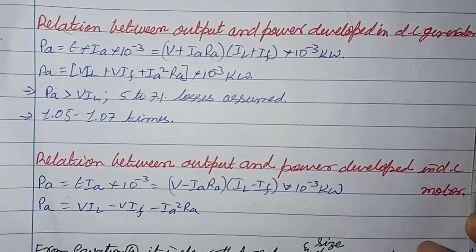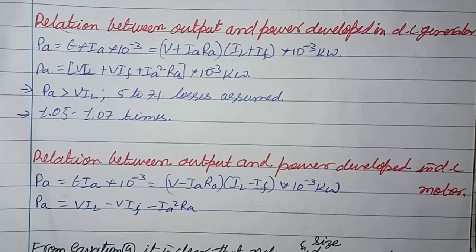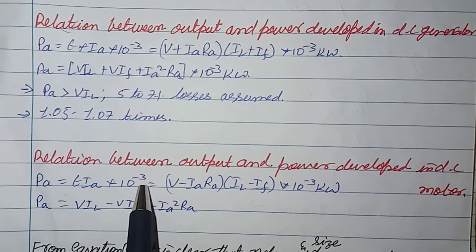Next we have the relationship between the output and the power developed in a DC motor. The power developed is EA IA into 10 raised to minus 3.